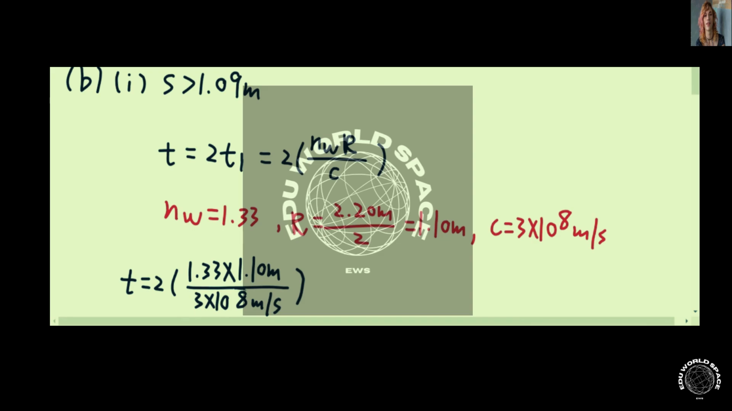And this will give us the time, the minimum time is about 9.75 times 10 to the power of negative 9 seconds, which is 9.75 nanoseconds.